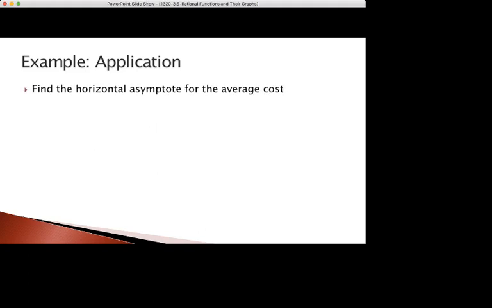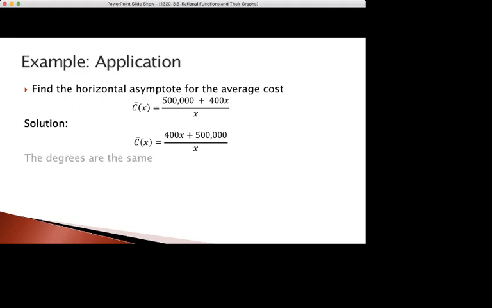Now, find the horizontal asymptote for the average cost function. C bar of x is equal to 500,000 plus 400x over x. Solution? So, we have our function. We recognize that the degree of the numerator is equal to the degree of the denominator. So, the horizontal asymptote is simply the ratio of the leading coefficients, or y is equal to 400.